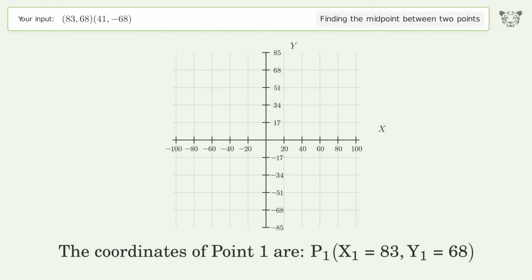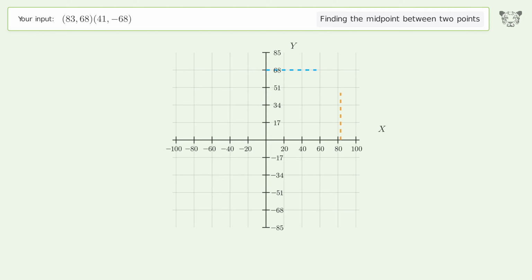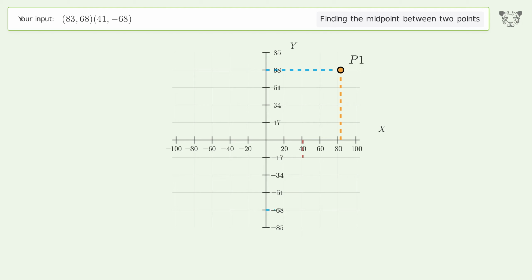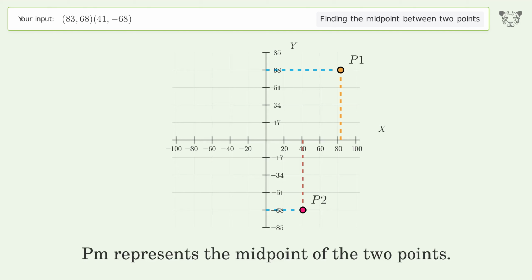The coordinates of point 1 are, x1 equals 83, y1 equals 68. The coordinates of point 2 are, x2 equals 41, y2 equals negative 68. PM represents the midpoint of the 2 points.